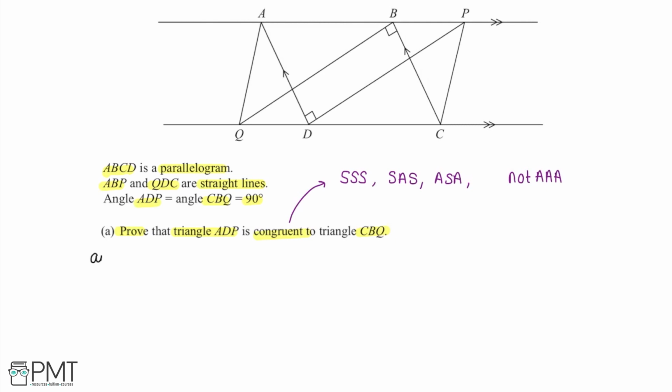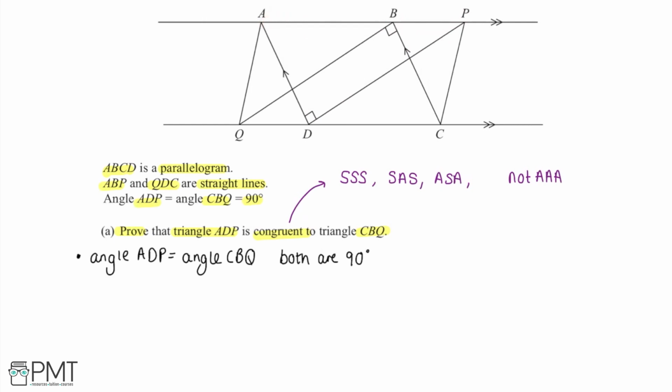So we have the angle ADP is equal to the angle CBQ. And that's what we're given in the question. We're told that both are 90 degrees. So here, we've given our first point of reasoning in this proof. We have an angle which is equal in both triangles.